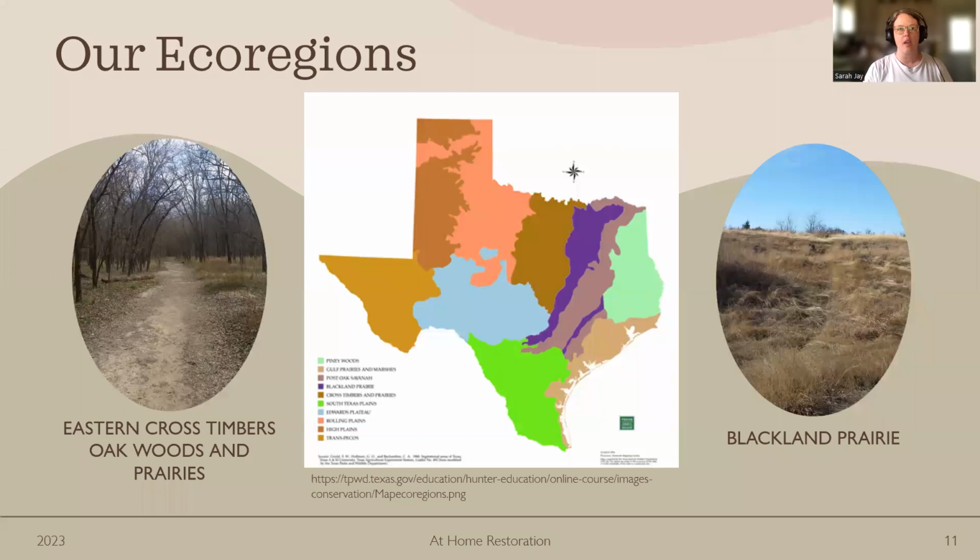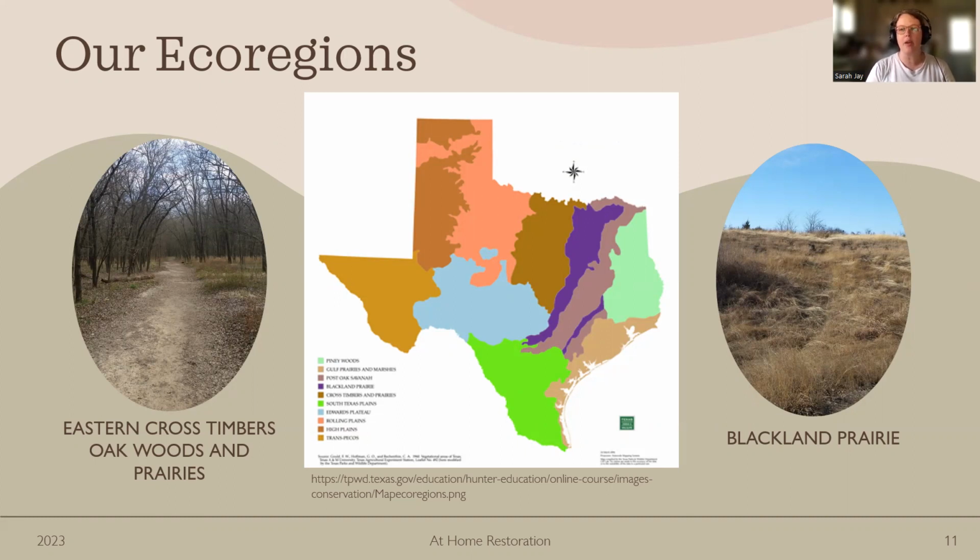So let's talk about our ecoregions. So yeah, what ecosystem are we living in? So we're here where that purple mass and that tan mass meet, and that is at the intersection of the Eastern Cross Timbers, which is part of the Oak Woods and Prairies, and the Blackland Prairie. And so Eastern Cross Timbers has characteristic geology of sandstone, mudstone, a little bit of limestone. You're going to find oaks, hickories.